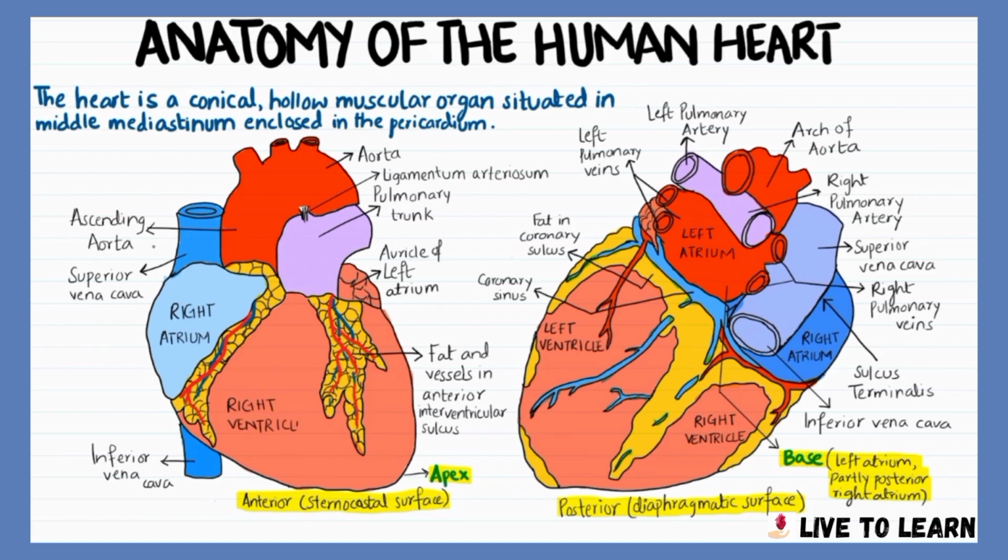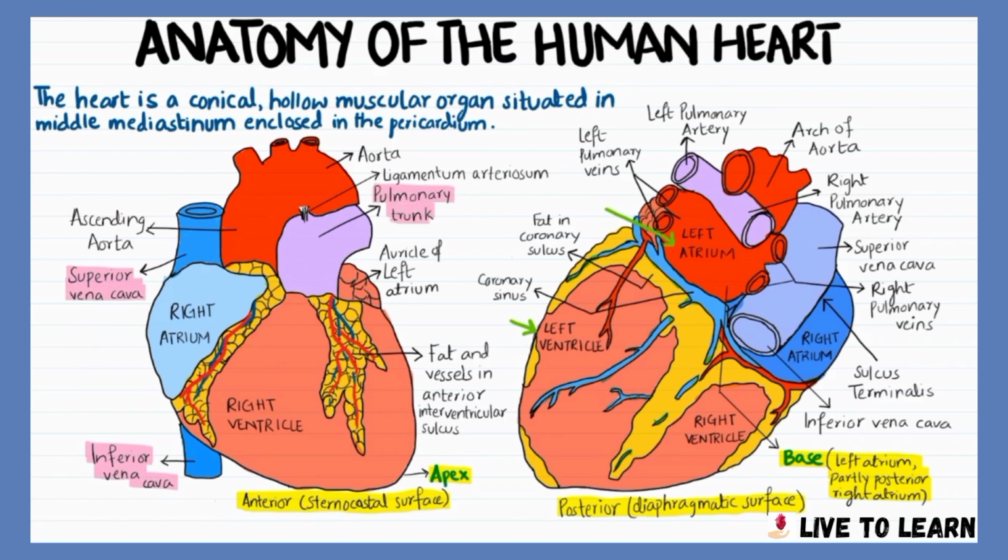The human heart has four chambers, that is, the right atrium, the right ventricle, the left atrium, and the left ventricle, as indicated by the green arrows. The great vessels of the heart include the superior vena cava and the inferior vena cava, which bring deoxygenated blood from the body to the right atrium.